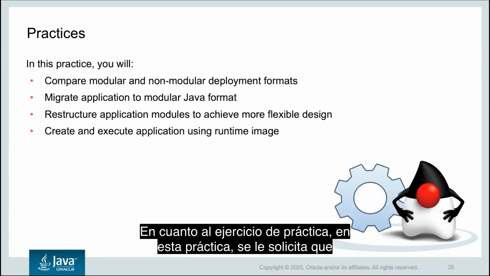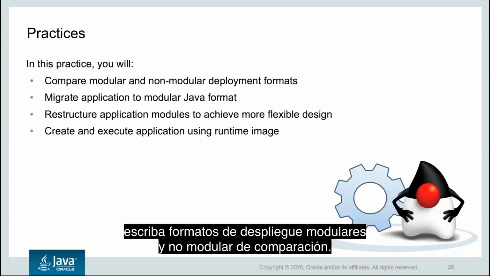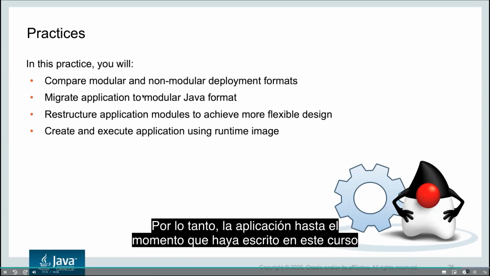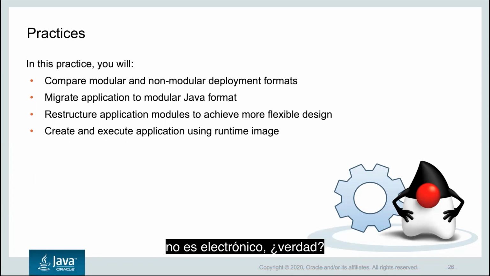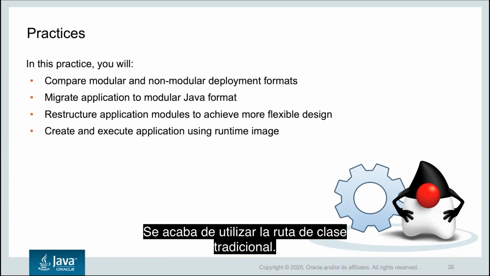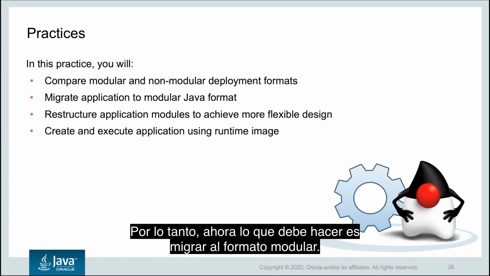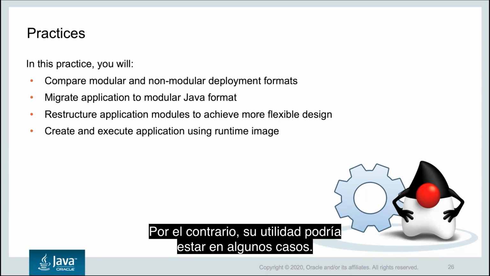In terms of the practice exercise, in this practice, you're asked to compare modular and non-modular deployment formats. And as you do it, you move into modules. So your application so far that you've written throughout this course is non-modular. We just use the traditional class path, we didn't create any modules. So now what you're going to do is migrate it to modular format. And you'll be amazed how easy it could be in some cases.